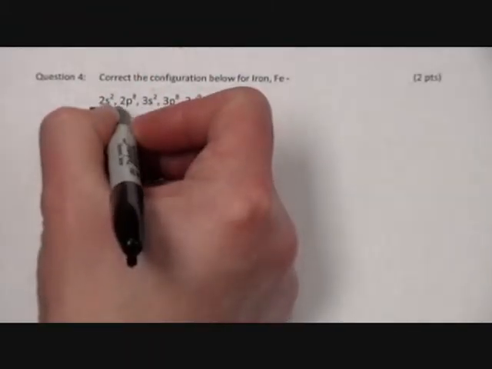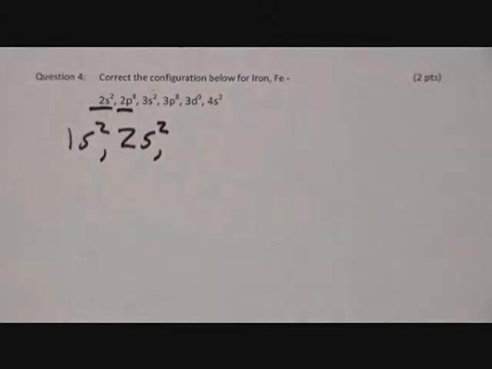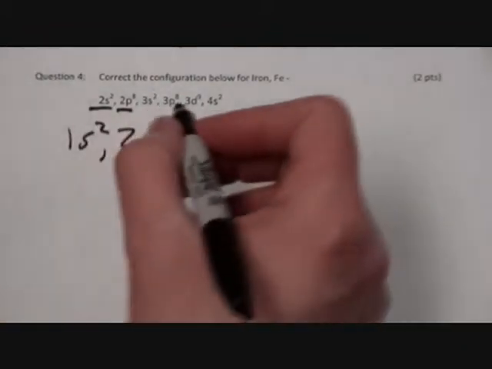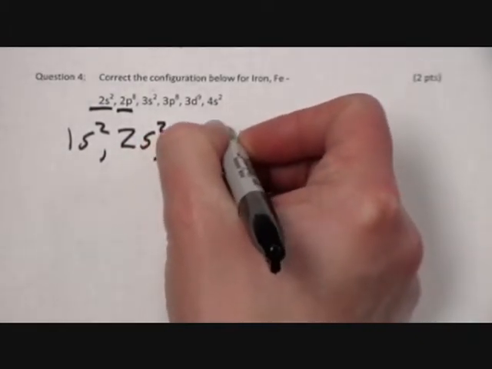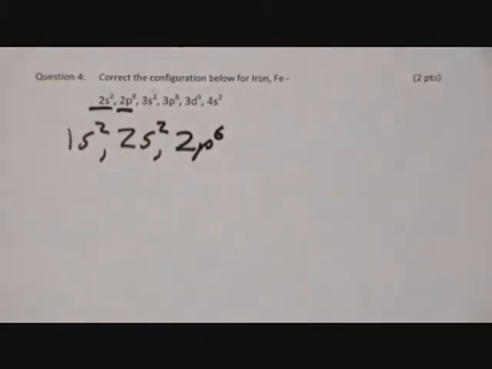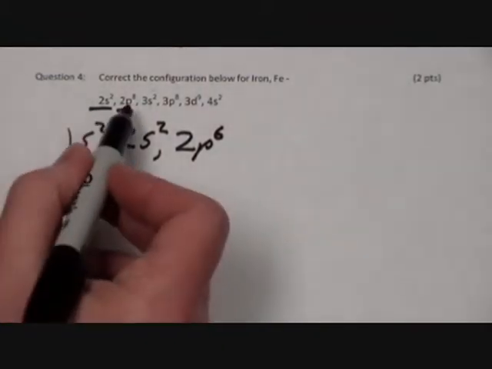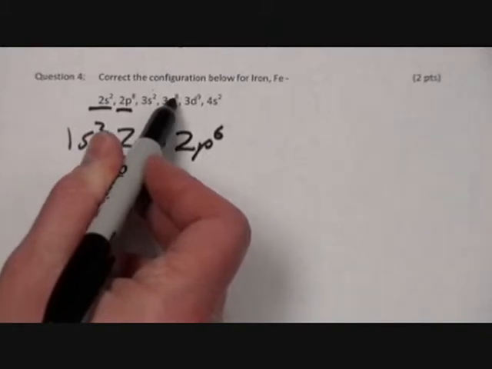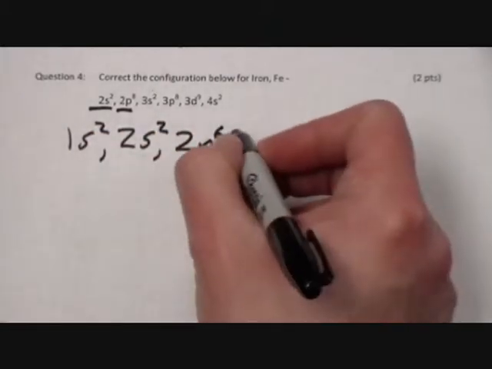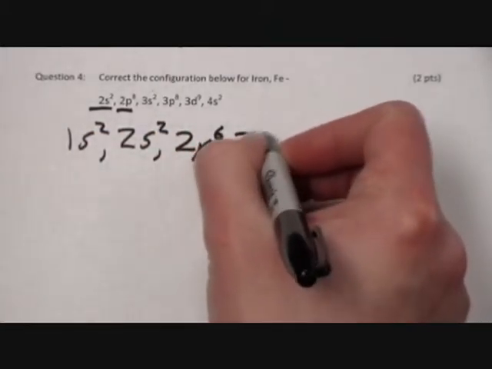Our second mistake is in the next subshell listed. The 2p, of course, with just 3 orbitals, can contain a maximum of 6 electrons. So that should be 2p6. We then go on to the 3s and then the 3p. Again, it should be only 6 electrons in the 3p.